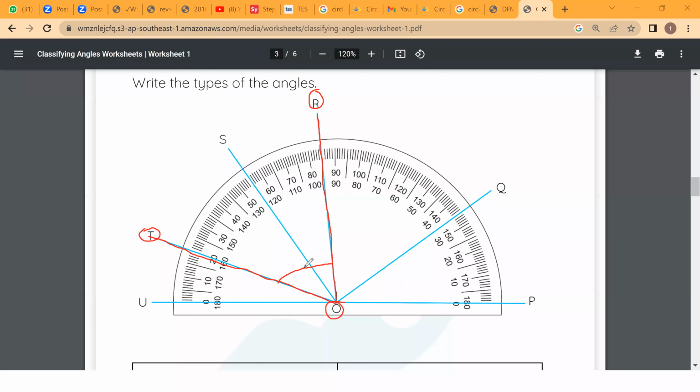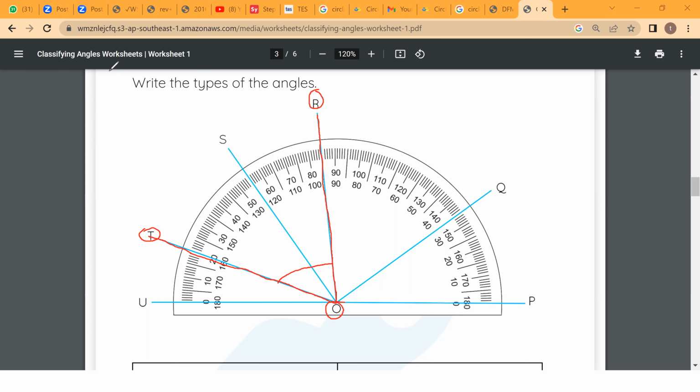90 degrees? No, that's not 90. Clearly, y'all don't know how to use the protractor. That's the problem. Micah said 65. How did you get 65? I subtracted. What numbers did you subtract?